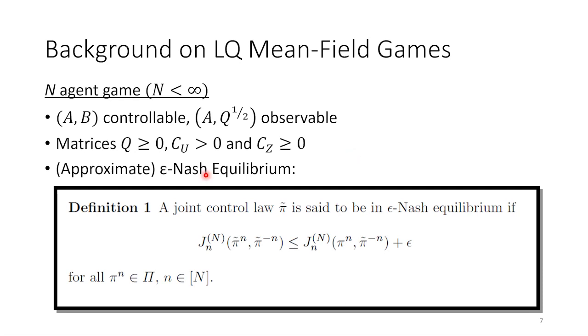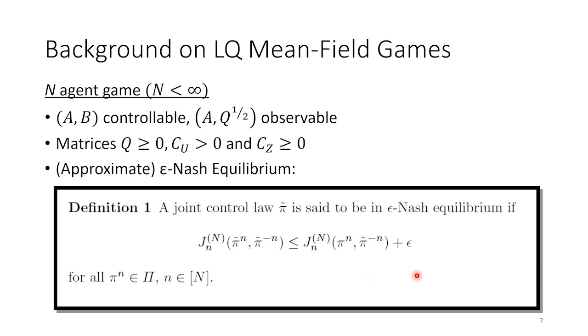So now we define the epsilon Nash equilibrium. An epsilon Nash equilibrium in an n-agent game is a joint control law. Basically, it is a set of control laws, one control law for each agent, such that each agent can only gain epsilon by deviating from this set of prescribed control laws, which we call epsilon Nash. Again, summarizing, if each agent wants to deviate from it, it can only get an epsilon benefit.